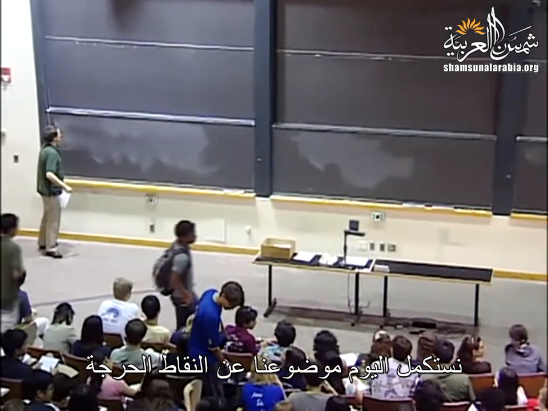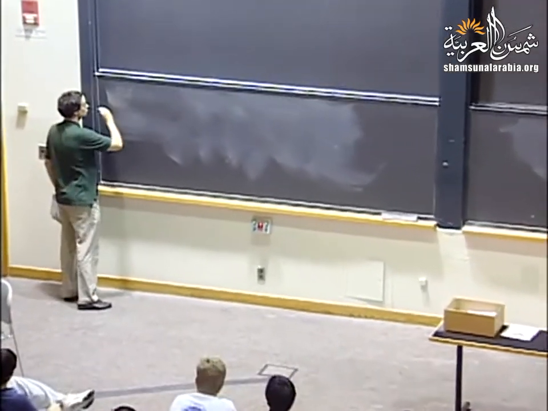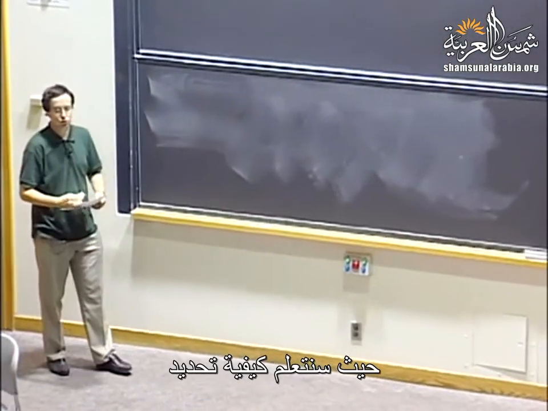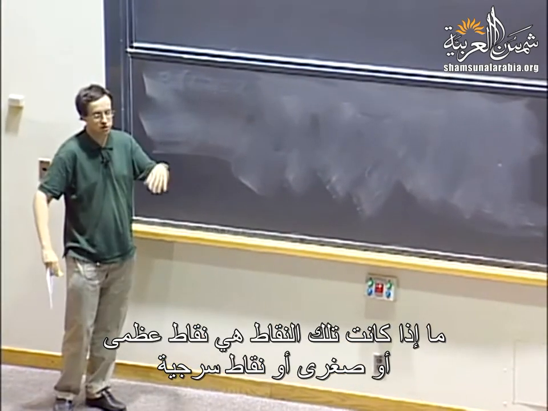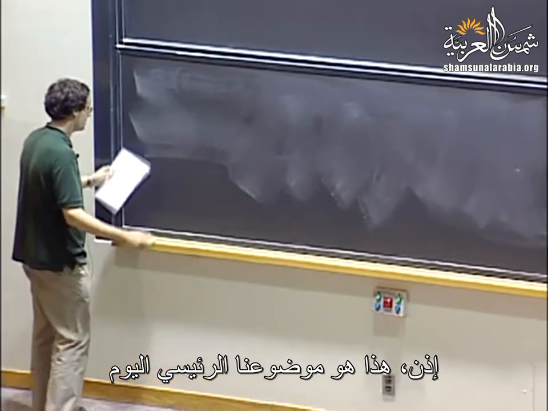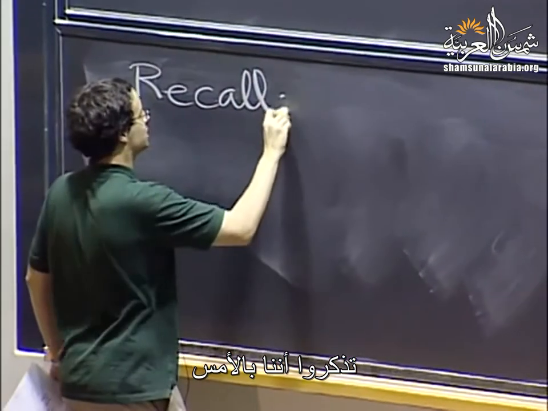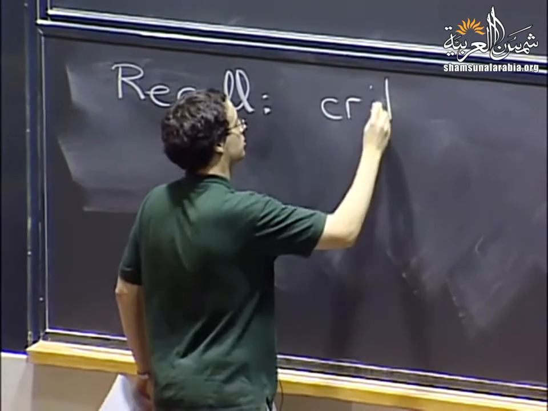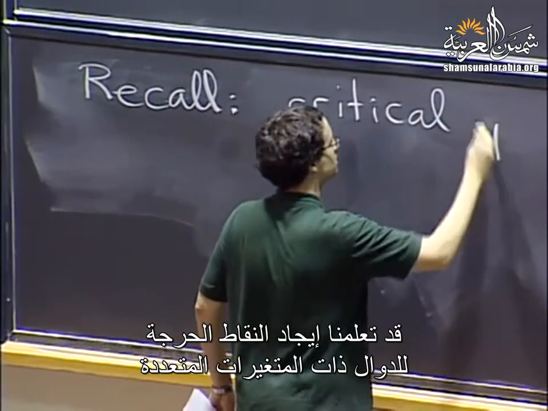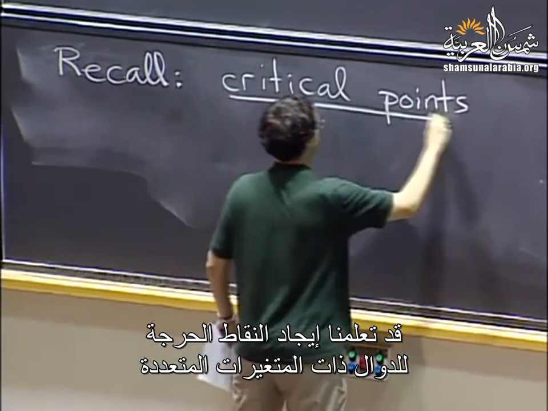So today we are going to continue looking at critical points, and we'll learn how to actually decide whether a critical point is a minimum, a maximum, or a saddle point. So that's the main topic for today. So remember, yesterday we looked at critical points of functions of several variables.